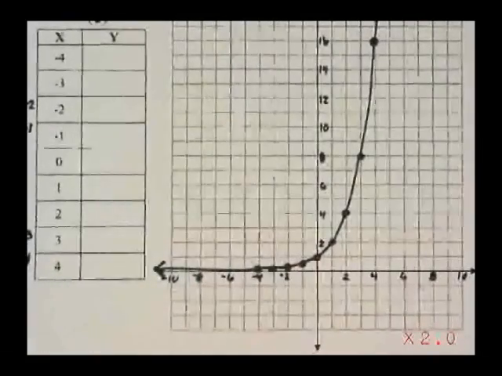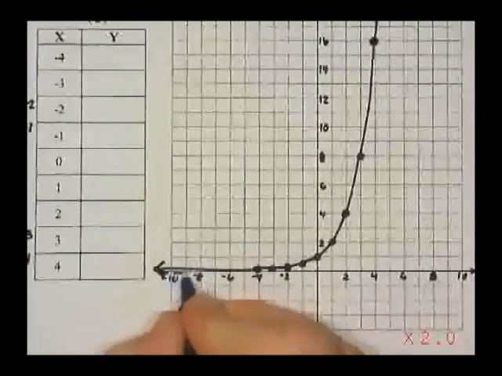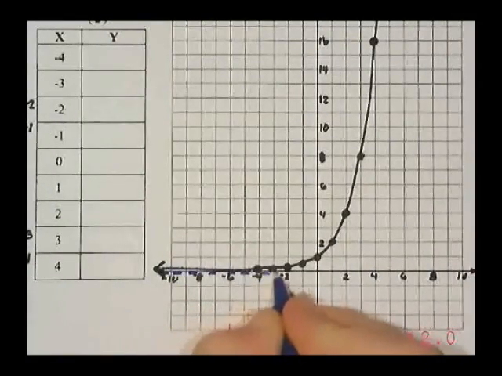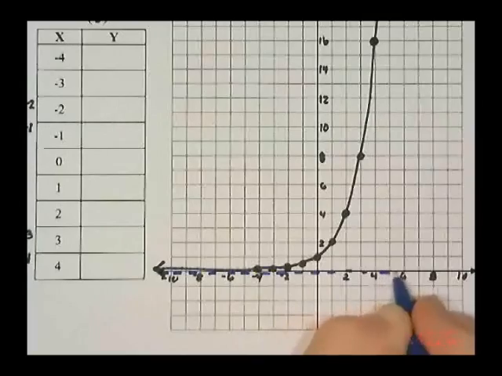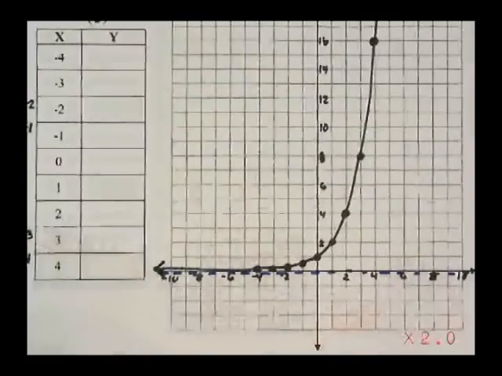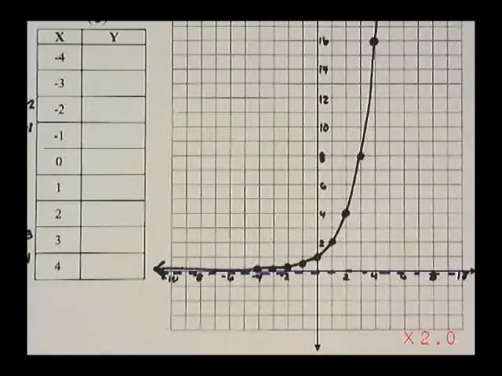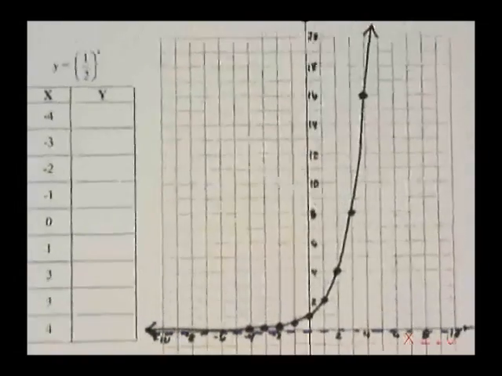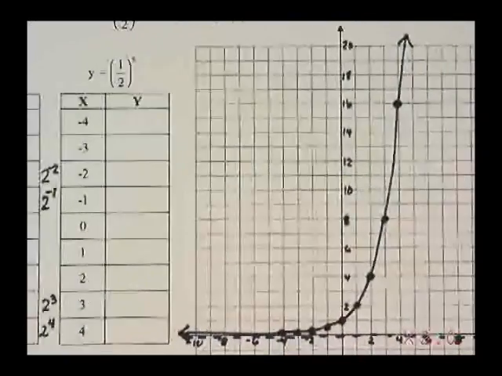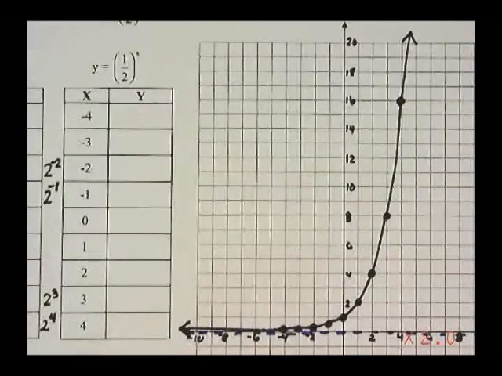Now this would have an asymptote at 0, so that invisible line that I can't see that my graph is getting close to but doesn't actually cross. All right, for the next one, we're going to do 1/2 to the x. 1/2 to the x, same idea. I'm going to start at the bottom.